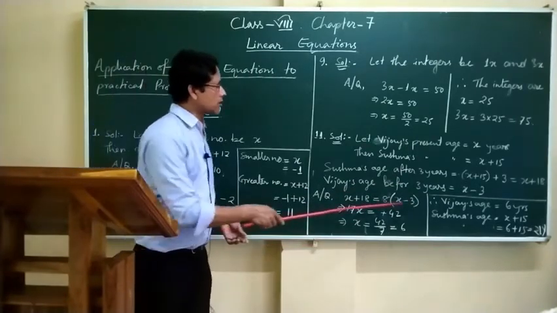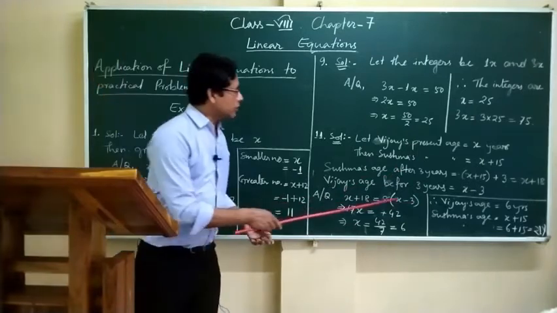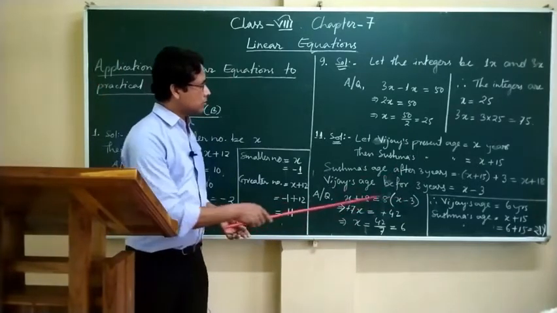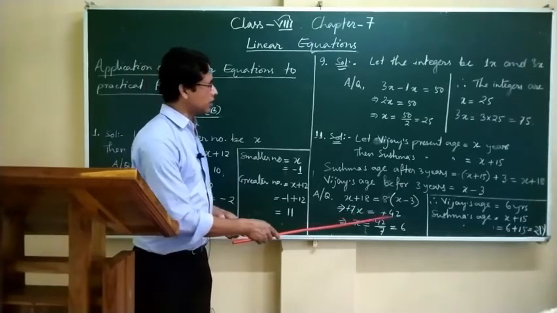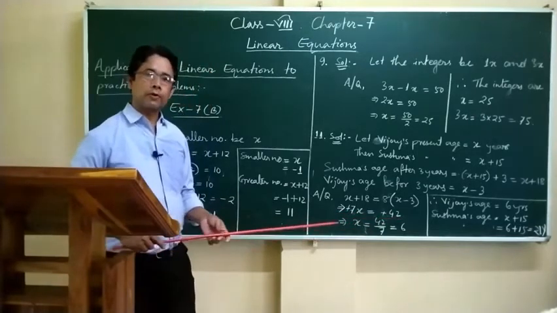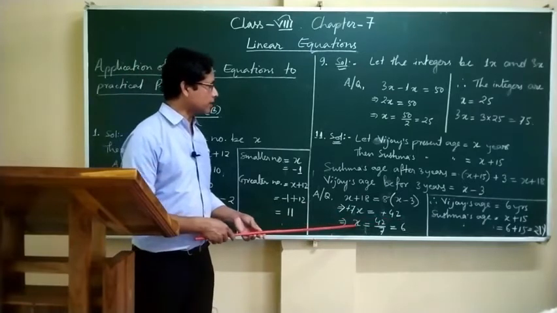Then we get an equation, a linear equation. So if we solve this, after solving, you will get 7x equal to 42. And from that, if we get the value of x, it is 6.